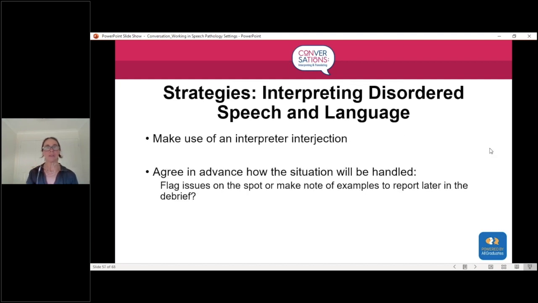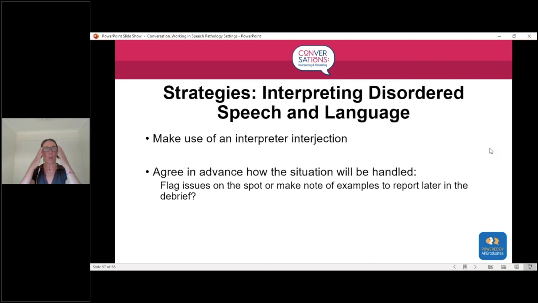So that's a challenge of a different order. I would suggest here definitely the tools that are already in an interpreter's toolbox, namely making use of an interpreter's interjection. If you can't understand what somebody is saying, you can't interpret it. So in this situation, I would definitely recommend the interpreter just speak up and say, the interpreter would just like to interject to note that the interpreter cannot understand what the client is saying.